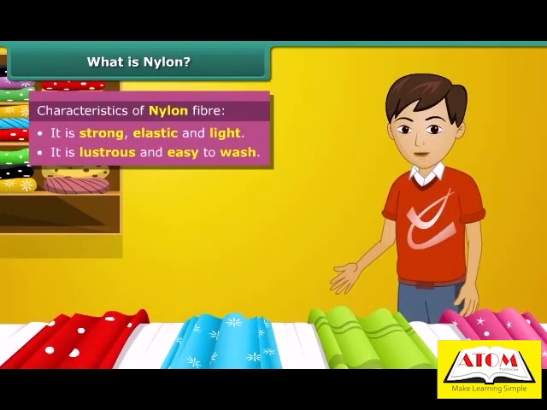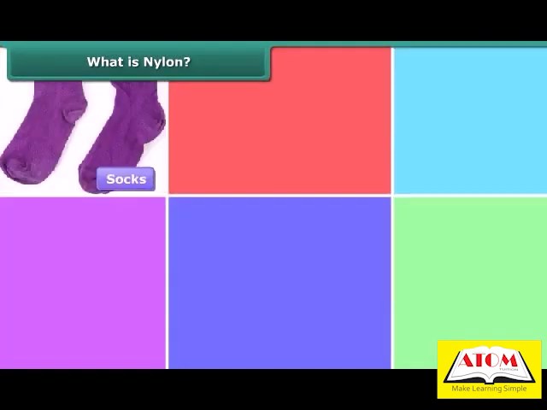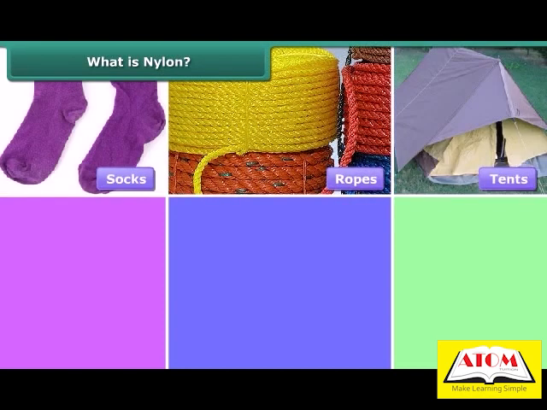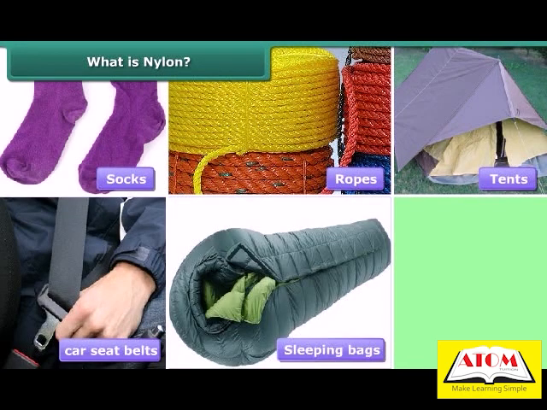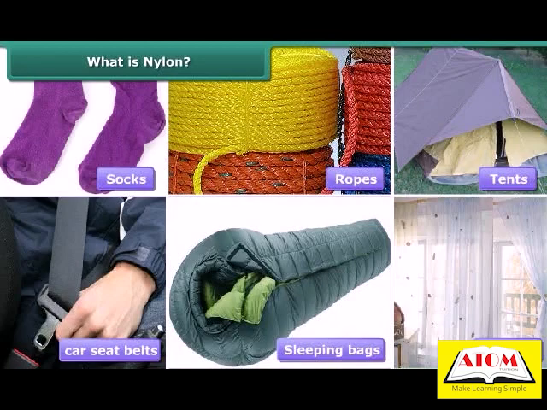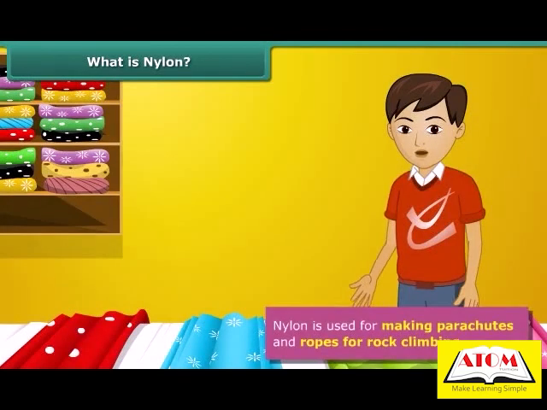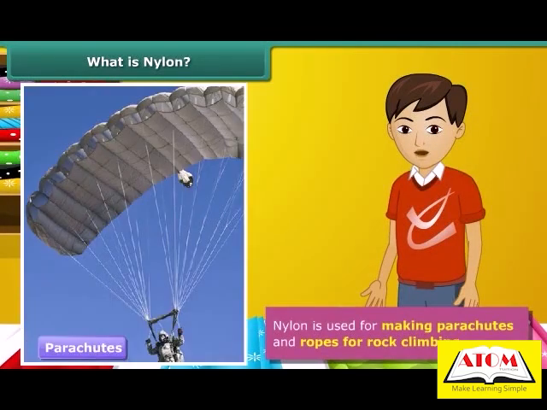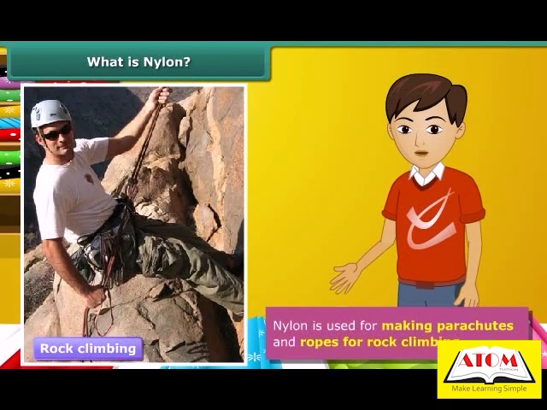It is used in making many articles such as socks, ropes, tents, car seat belts, sleeping bags, curtains, etc. Can you guess which fiber is used for making parachutes and ropes for rock climbing? Yes, it is nylon fiber, since it is stronger than even a steel wire.